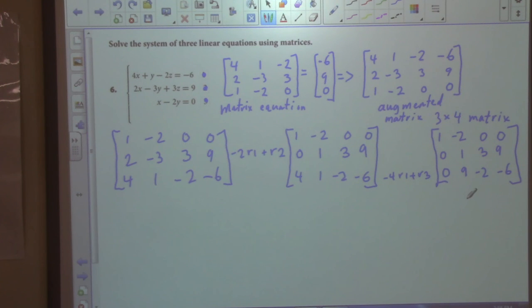But what's the next thing we're going to try to get rid of? The negative 2. We're going to get rid of this 9. Okay, what can get rid of this 9? Negative 9 R2 plus R3. Oh yeah, because it's on the third row. Jaden's telling me what to do pretty well. So I'm rewriting rows 1 and 2.